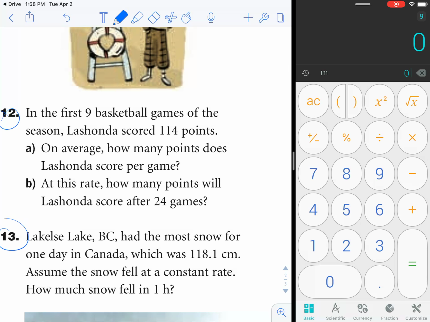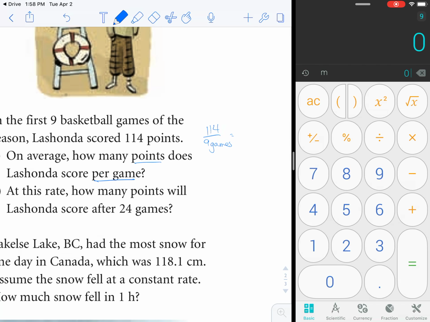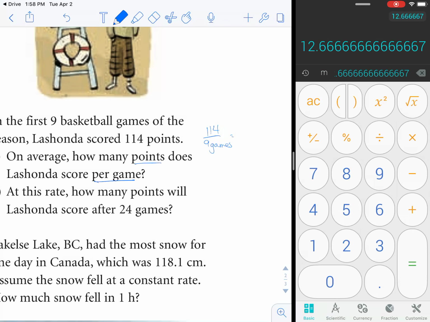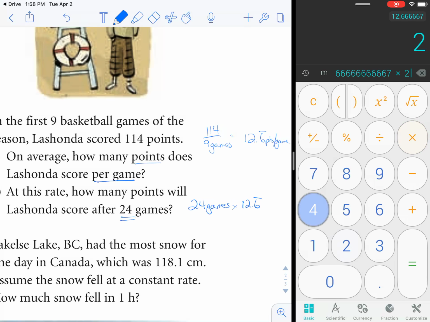Okay, 9 games. LaShonda scores 114 points. On average, how many points does LaShonda score per game? Well, per game means your denominator, so 114 divided by 9 games. She's scoring 12.6 repeating points per game. How many will she score after 24 games? Well, 24 games multiplied by 12.6 per game. So multiply this by 24. And she could expect to score 304 points in total in all those games.